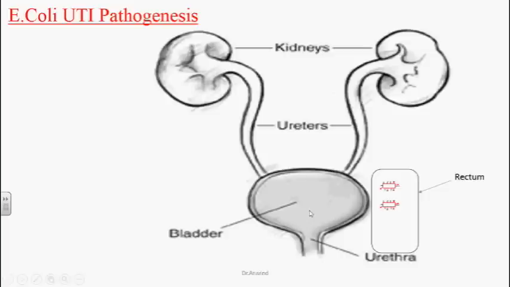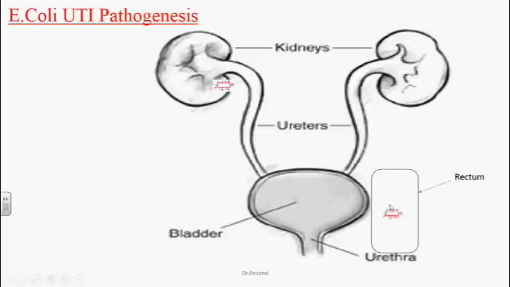So here is the animated version of urinary tract pathogenesis, and this is the rectum. This box is referred to as the rectum, and inside the rectum, in the GI tract, you can have the E. coli, which are represented as red colored ones. For this E. coli, the black colored lines on their surface refer to type 1 pili, and the red colored dots represent P pili.